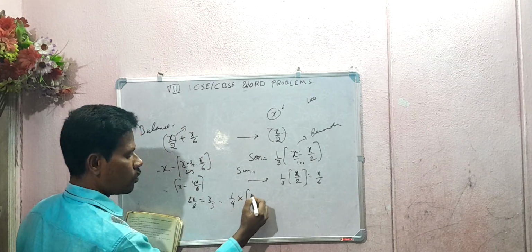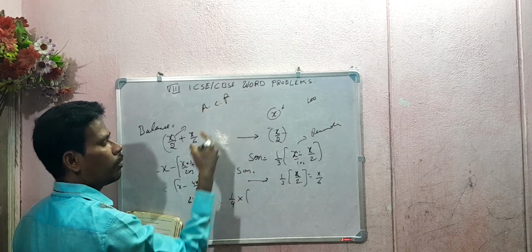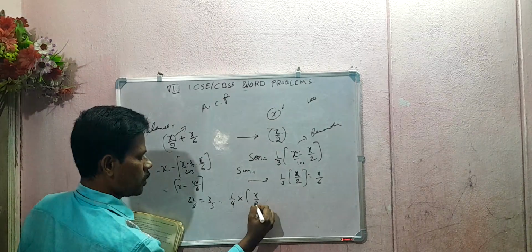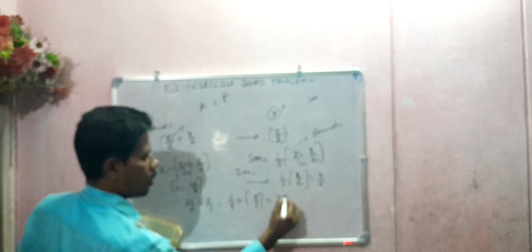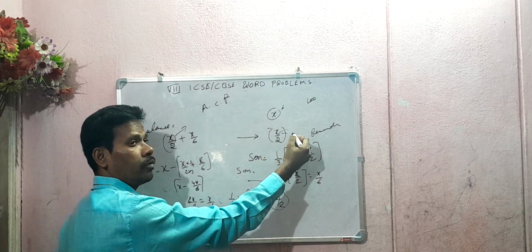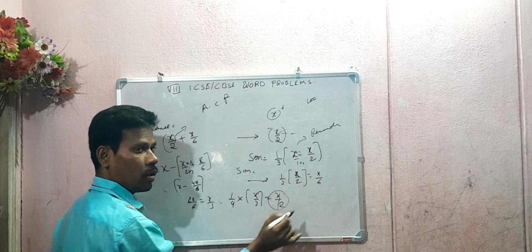Whatever, according to the problem. AP means according to the problem. 1/4 of the balance. So x by 12. So just take an example. He gave x by 2 to wife, x by 6 to son, x by 12 to daughter.